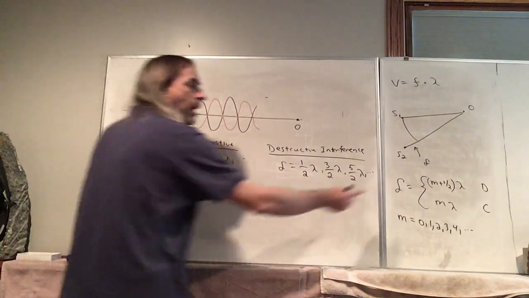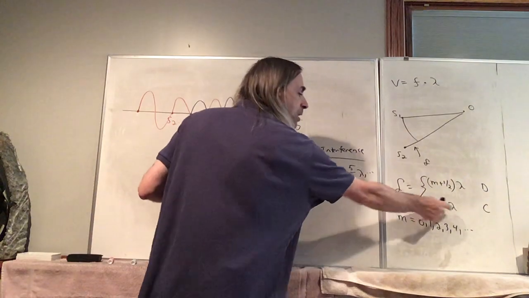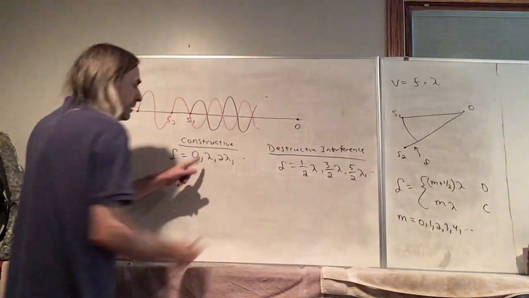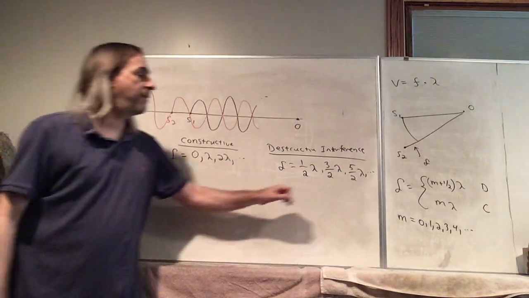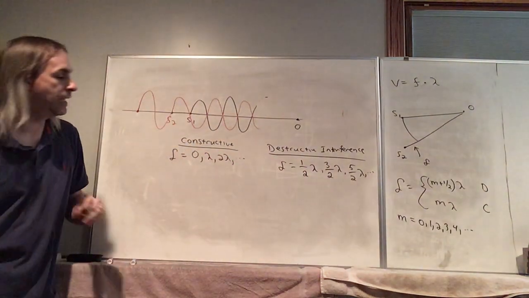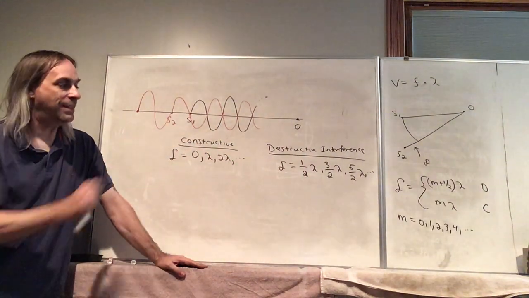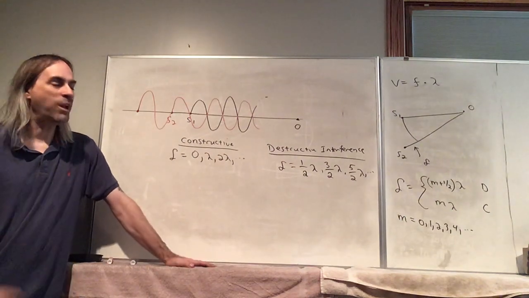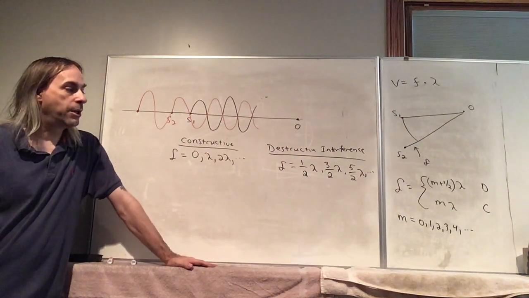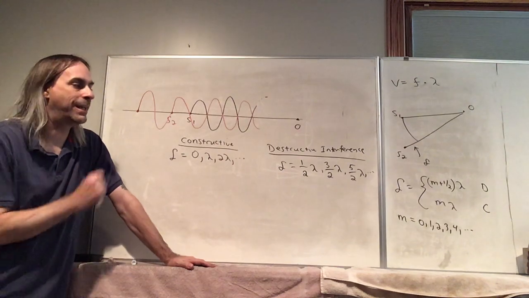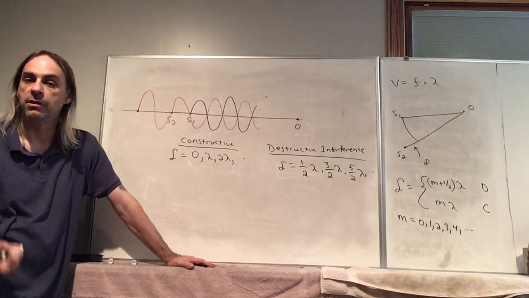If M equals 1, we have 3/2 lambda or 1 lambda. That's the next one. And then if M equals 2, we'll get 5/2 and 2 lambda. So that tells you where you're going to get constructive or destructive interference.